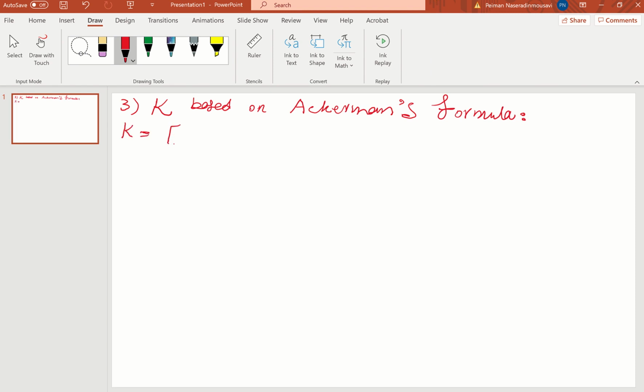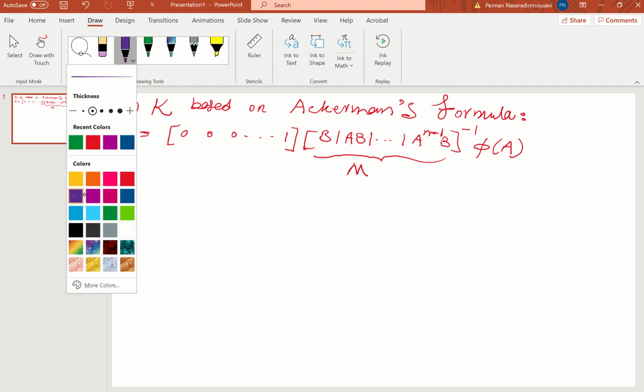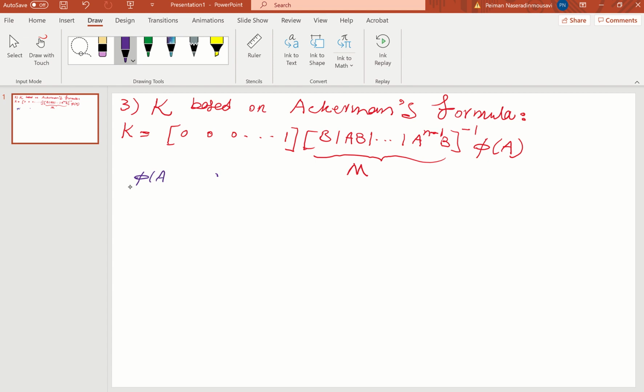And I said that the gain is [0, 0, ..., 0, 1] times the inverse of the controllability matrix [B, AB, ..., A^(n-1) B] for an nth order system, that's right. And this was the controllability matrix, that's right, that you will see in the MATLAB. So phi of A, that's right. And I said that phi of A, based on the Cayley-Hamilton theorem, is going to be A^n + alpha_1 A^(n-1) + ... + alpha_(n-1) A + alpha_n I, that's right.